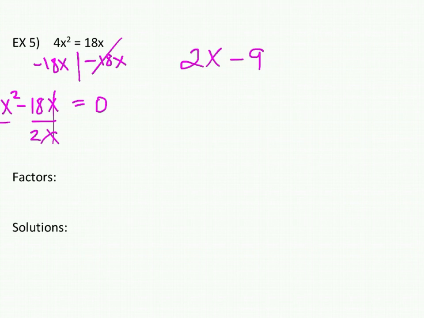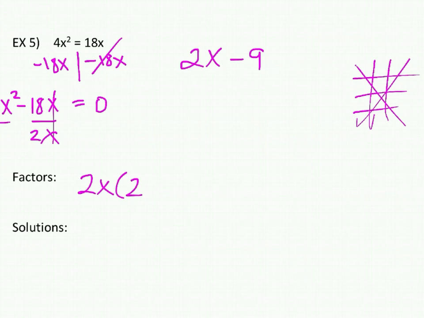Okay, so notice after I get done dividing by my greatest common factor, I no longer have a square, which means I don't have to tic-tac-toe it. There's no point of doing the tic-tac-toe, because notice my square is gone. All right, so this is my factor, but don't forget we took out a greatest common factor. So I'm going to write my greatest common factor first, and then when I did my division, I got 2x minus 9. Okay, so these are my factors.